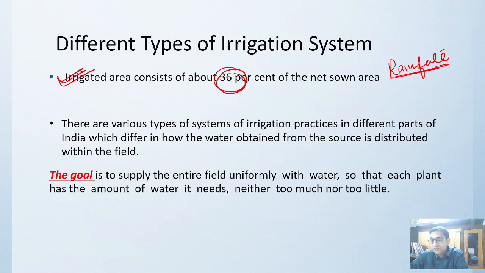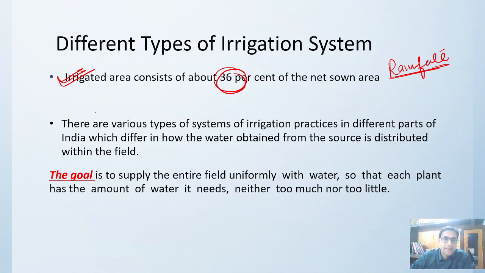So there are a lot of systems in place, and there are various ways in different parts, because we know India is a very diverse country, with very different geomorphological features. North India is different, South India is different, Northeast India is different. So everywhere people are utilizing different irrigation techniques based on their local climate, local earth and all this.